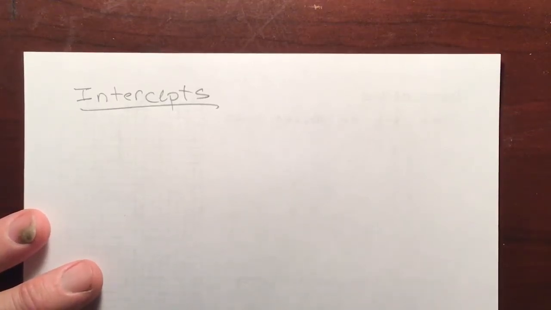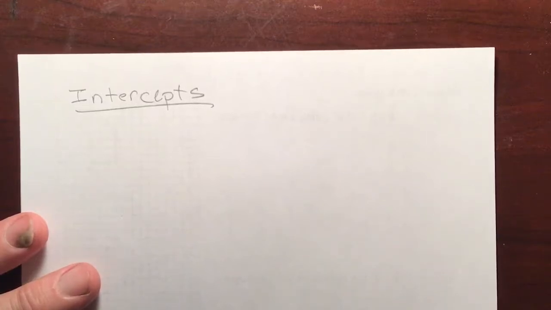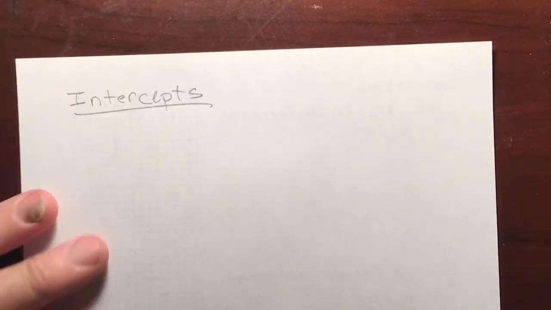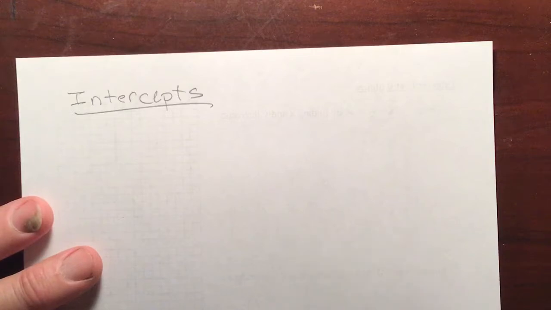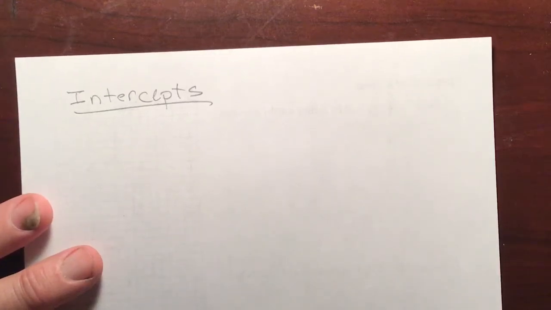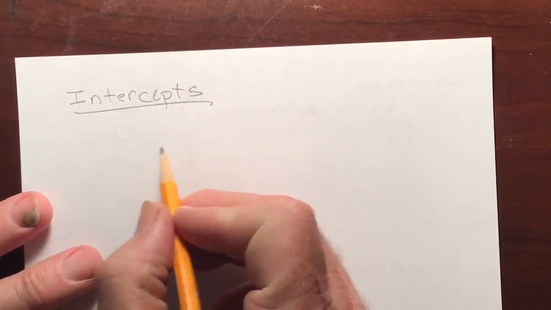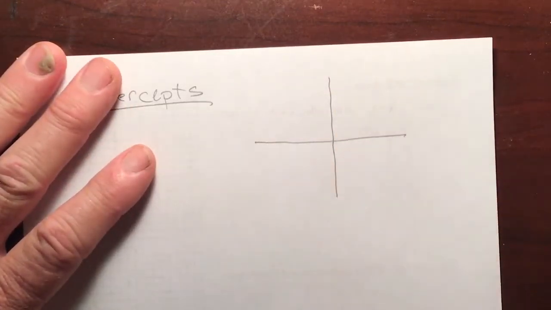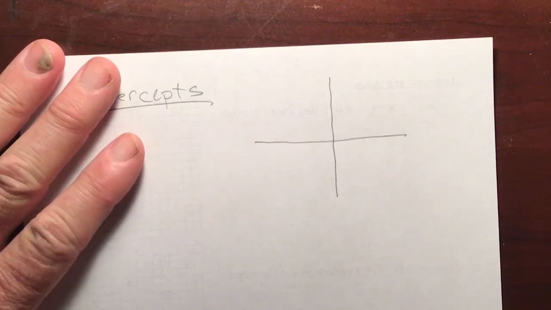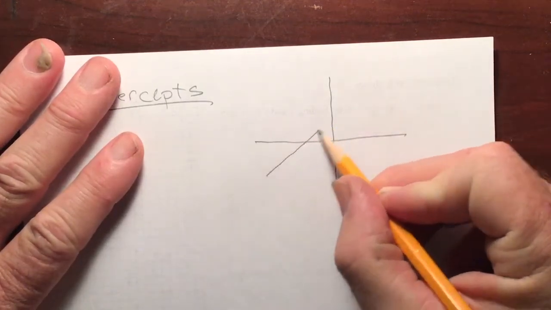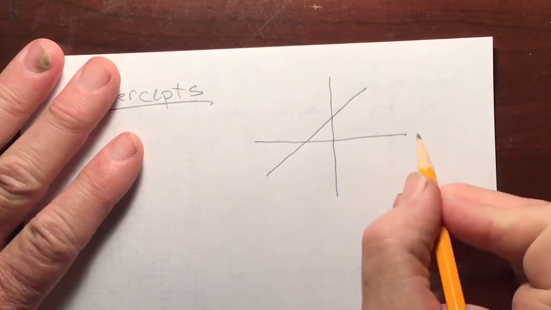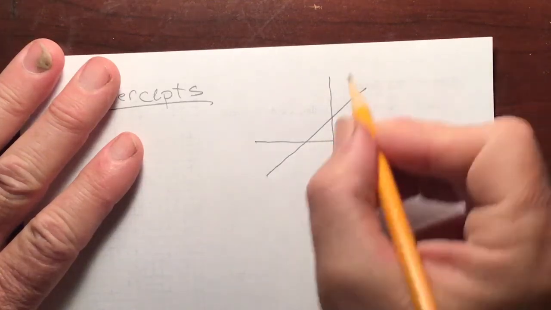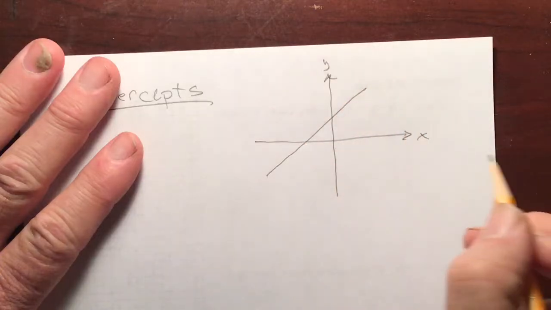Let's talk about x and y intercepts when you're graphing. Remember, intercepts are basically just where the line crosses the axis, the x-axis and the y-axis. So let's say you've got some kind of rectangular coordinate system, and you've got a line that does something like that. Remember, this is your x-axis or horizontal axis, and this is your y-axis or vertical axis.